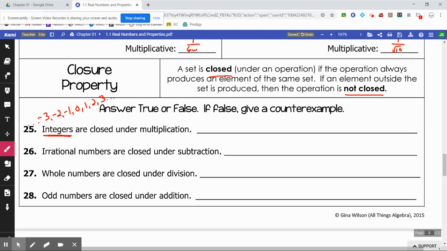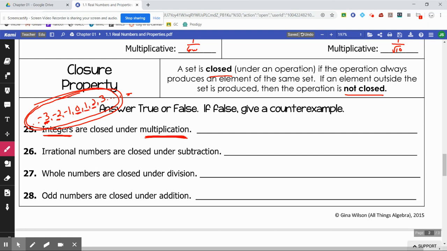Are integers closed under multiplication? What that means is, could I take any of these values and multiply them, and it's going to give me another one of those values? If you multiply -3 and -2, it's going to give you +6. Is that an integer? Yeah, it's over here. You multiply 0 and 1, it gives you 0. Is that an integer? Yeah, it's right here.